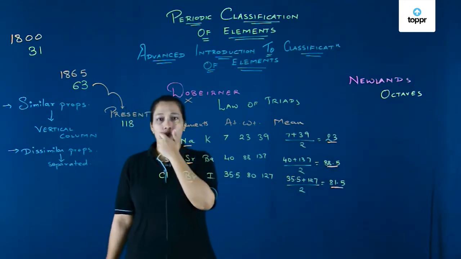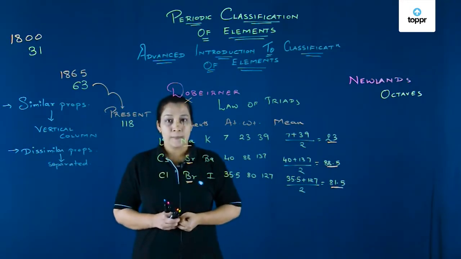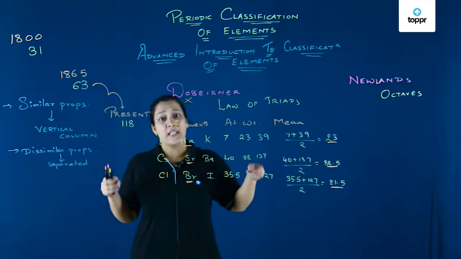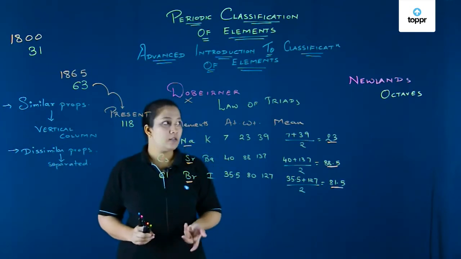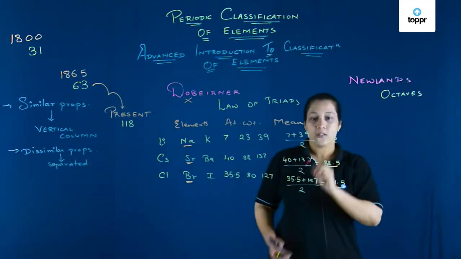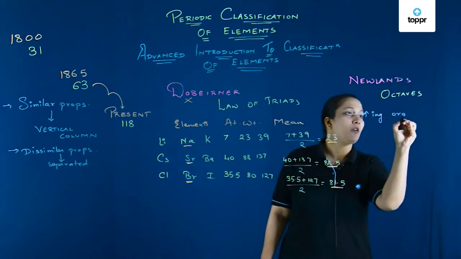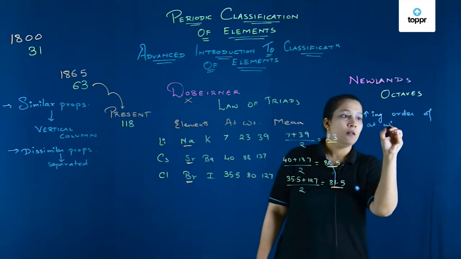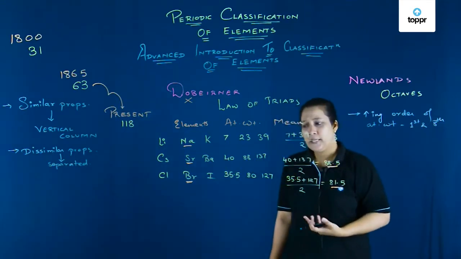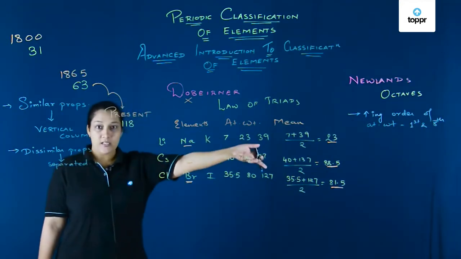So Newland told us that if I arrange the elements in the increasing order of their atomic weights, the first and the 8th element, when picked up, showed the repeatability of some of their physical and chemical properties. Voila, this was a great discovery, isn't it? In the increasing order of atomic weight, the first and the 8th element matched up, in the sense of chemical properties and physical properties. So this was a great discovery again.